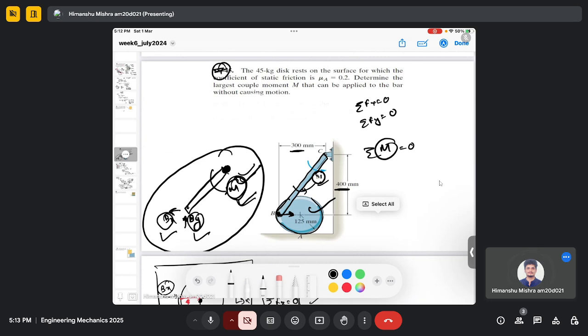So yeah, that's it for today. We will see one more wedge problem for friction next week, and then we can start with kinematics. Okay, Manju. Thank you.